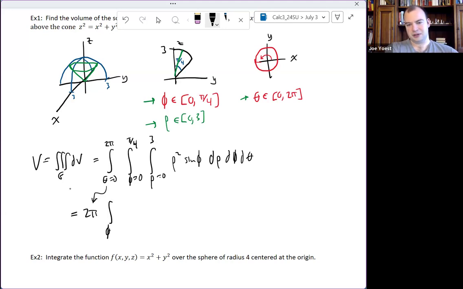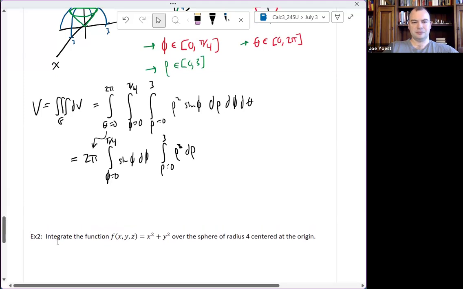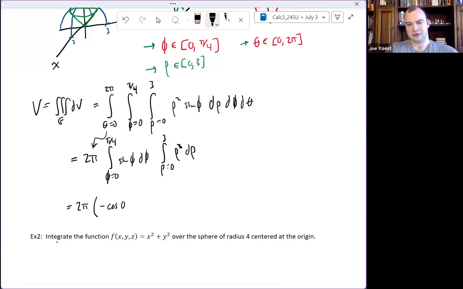So it's going to be the integral from phi equals 0 to pi over 4 of sine phi d phi times the integral from rho equals 0 to 3 of rho squared d rho. So I can split those two apart. And if I integrate sine phi, I get negative cos phi from 0 to pi over 4. And if I integrate rho squared, I get 1/3 rho cubed from 0 to 3.